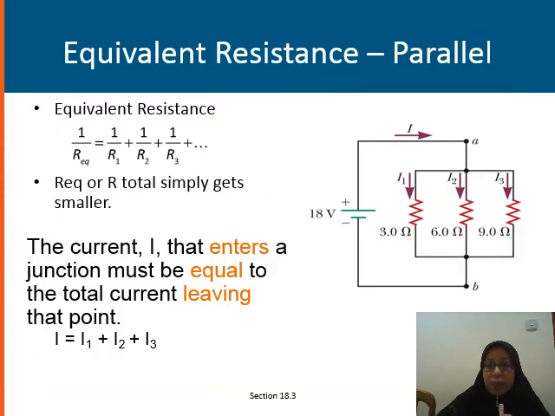Likewise, 1 over 3. Notice that the current meets up at a junction and then gets divided into 3. So in this simple case, this current is equivalent to this current plus this current plus this current, I1 plus I2 plus I3. So the total resistance should be 1 over 3 plus 1 over 6 plus 1 over 9, and for the final product, inverse it.